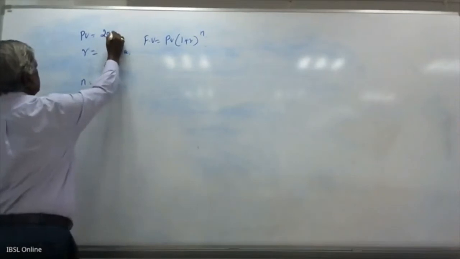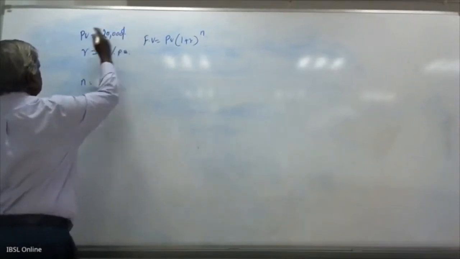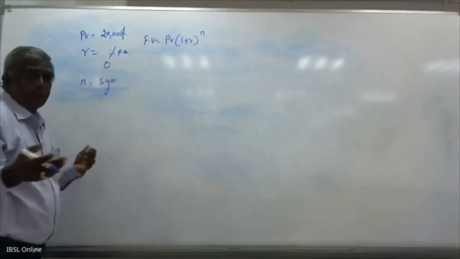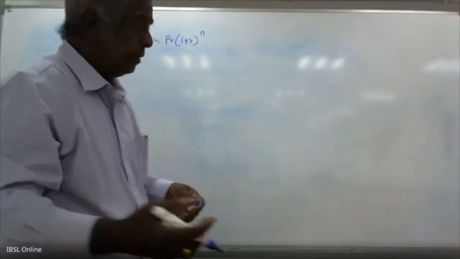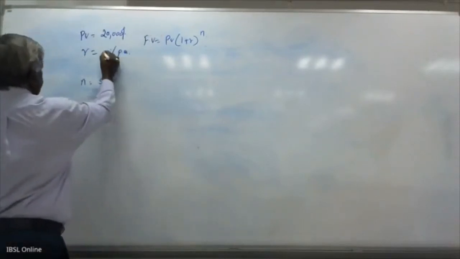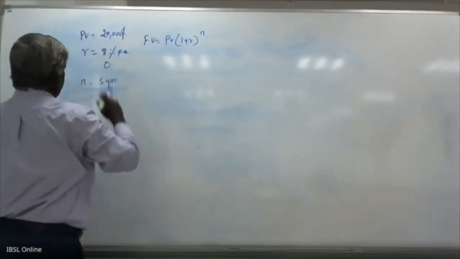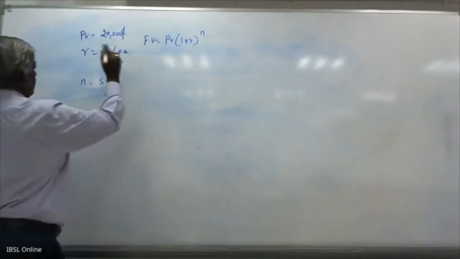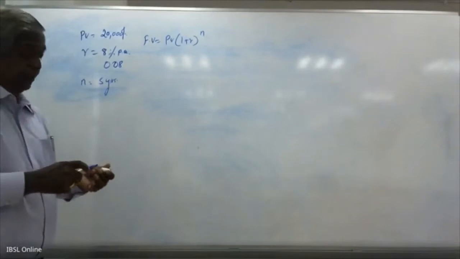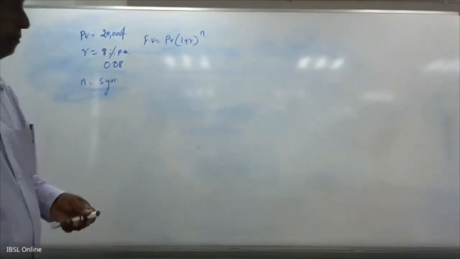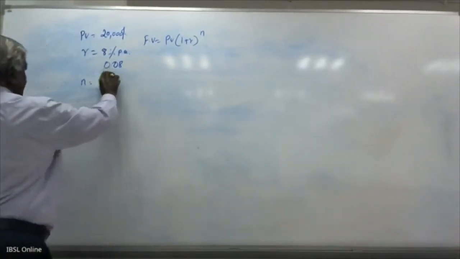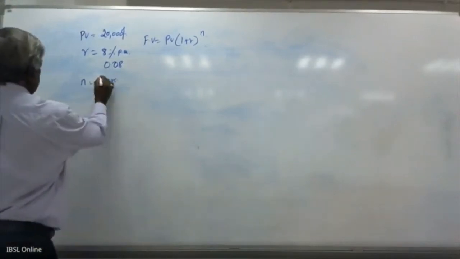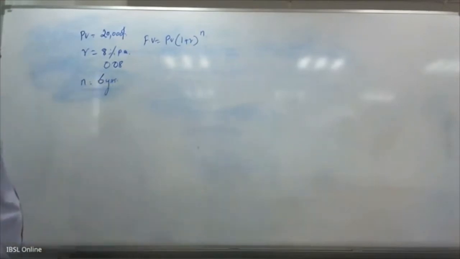$20,000. PV is 20,000. Now they are putting in a fixed deposit with automatic renewal, maybe at 8% per annum. That is going to be 0.08 in decimal, for maybe 6 years. That is the interest rate, right.